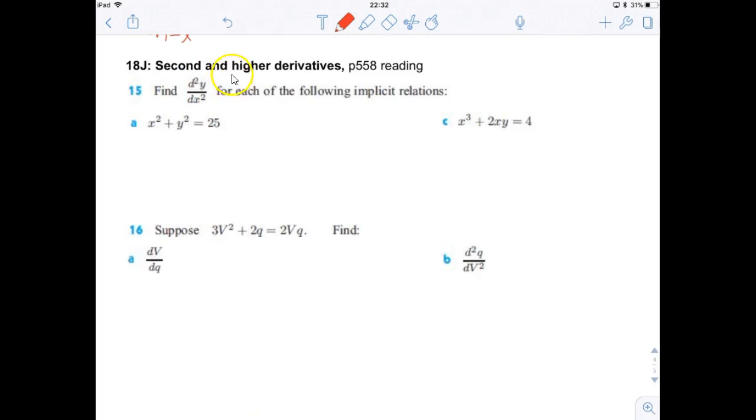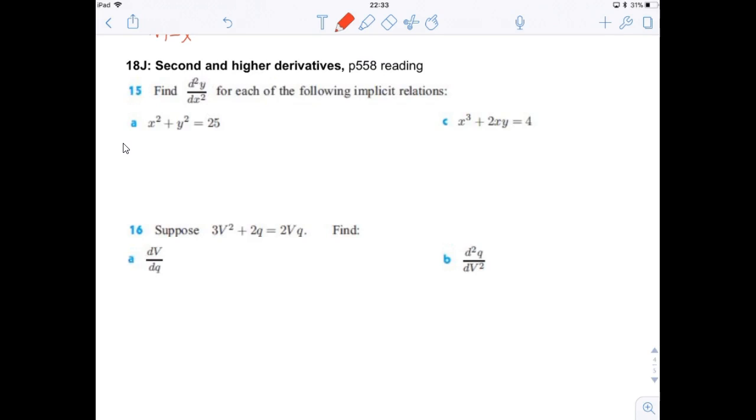Okay, the last section has some of the more difficult problems, for the second and higher derivative section, J. We're going to do implicit derivatives here because we didn't do those in the SL book. So let's take two derivatives, with respect to x, of this expression here.